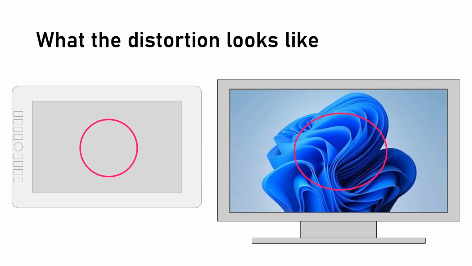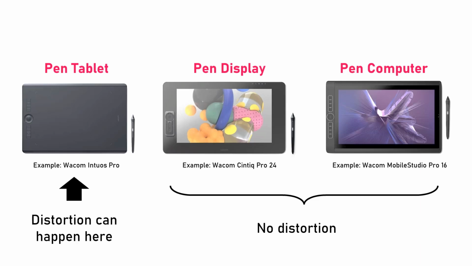Let's start with some basic background information. Visually, the distortion is easy to understand. If you are using a pen tablet, it's likely that even though you trace out a perfect circle on the pen tablet, it will show up like an oval on your display. Before we go too far, it's important to know that this distortion can only occur with pen tablets. Pen displays and pen computers are unaffected. The reason for this will be clear very soon.